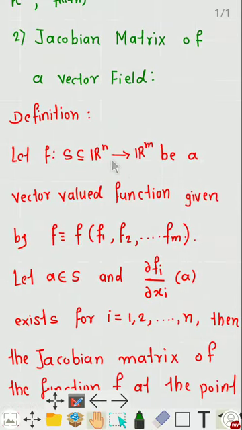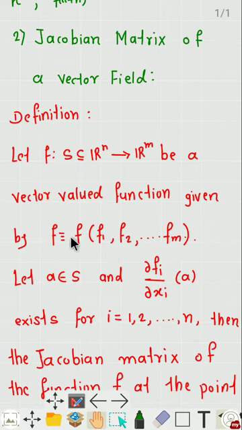The second application is the Jacobian matrix for a vector valued function or vector field. First of all we write the definition. Let S be a subset of Rn and f a function from S to Rm, a vector valued function given by f equal to f1 comma f2 comma dot dot dot fm. There are m component functions.